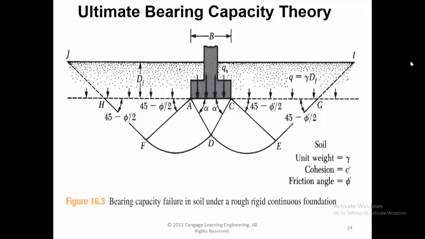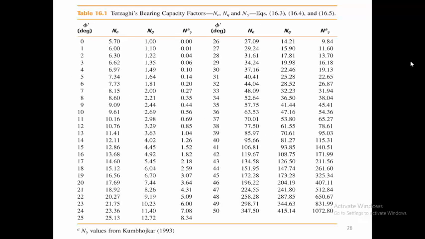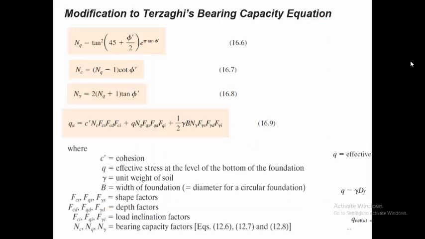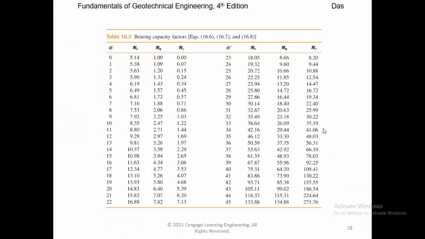So for modification, these are the factors: NQ, NC, and gamma. But the same, we have a table to use. So this is the formula for modified Terzaghi bearing capacity. What are FCS, FCD? These are the shape factors, the depth factors, and the load inclination factors. Of course, this is the table.